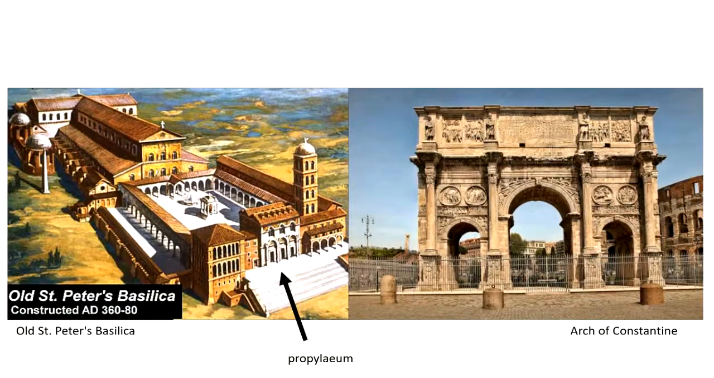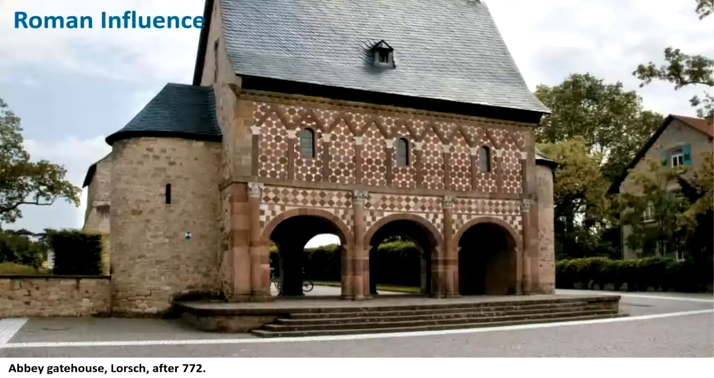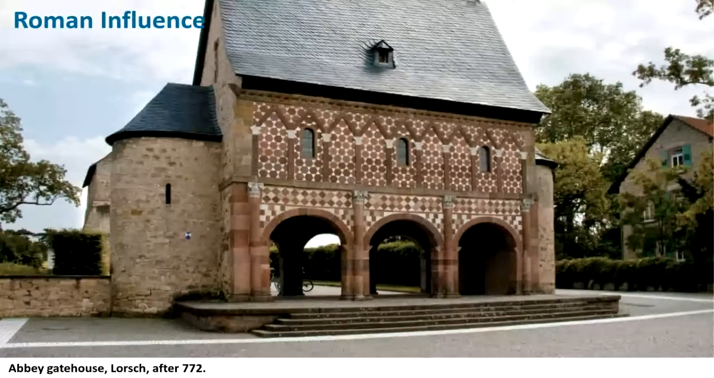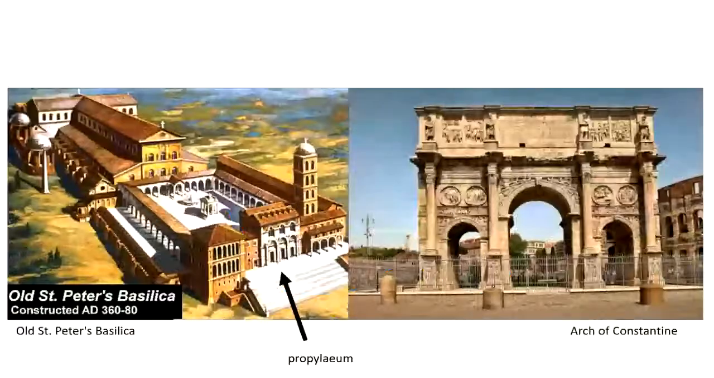Another thing that might have influenced this was when we went to Old St. Peter's Basilica, and we had the propylaeum. You see something more simple. This facade is a bit more simple, and something similar is happening here. So again, the Roman Empire coming back to life through Charlemagne and through different representations.